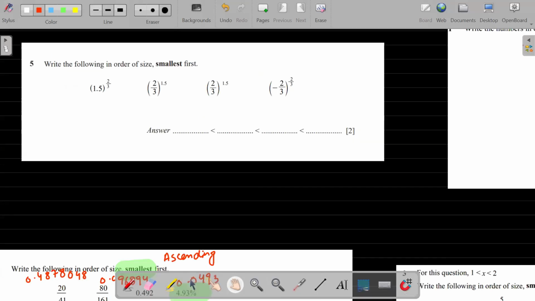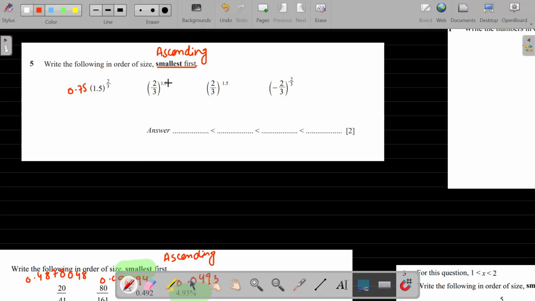Same way, it says that smallest first. Okay, when it says smallest first, it's again ascending order. Now let's find the value for that. It is 1.5 divided by 3. It will be 0.75. You can use a calculator to solve this question. Okay, this will come in P2.